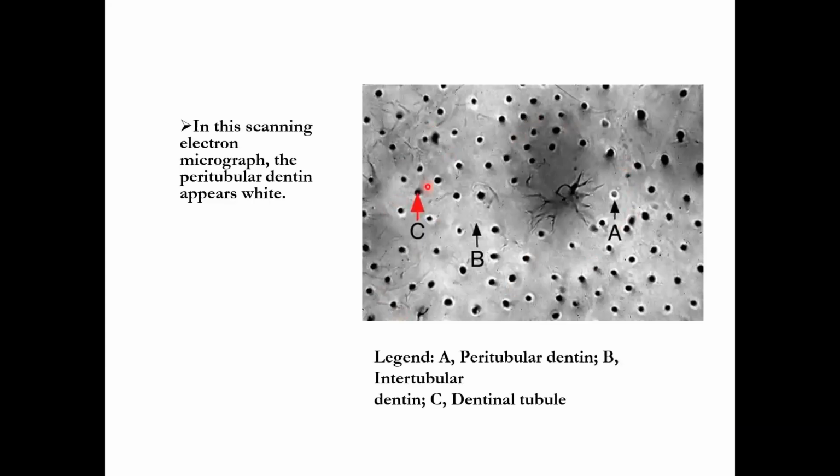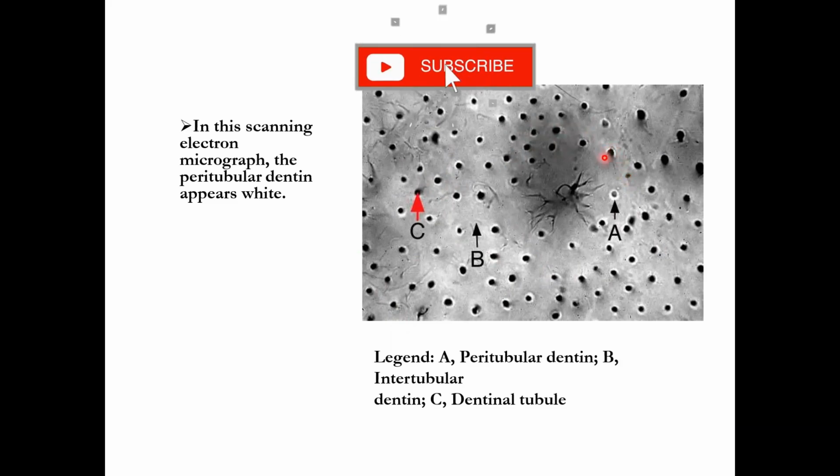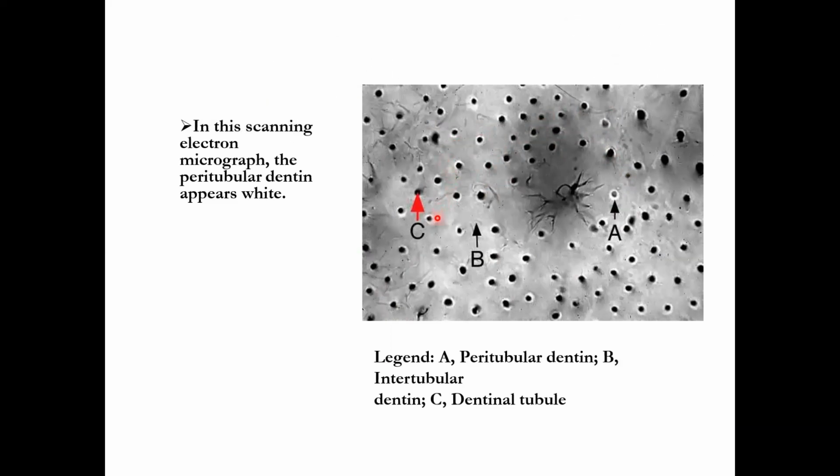So this is an image showing both of them. The black structures which you see can be referred to as odontoblastic process or dentinal tubules. The white halo structures are your peritubular dentin, and all this dentin between these dentinal tubules is your intertubular dentin.